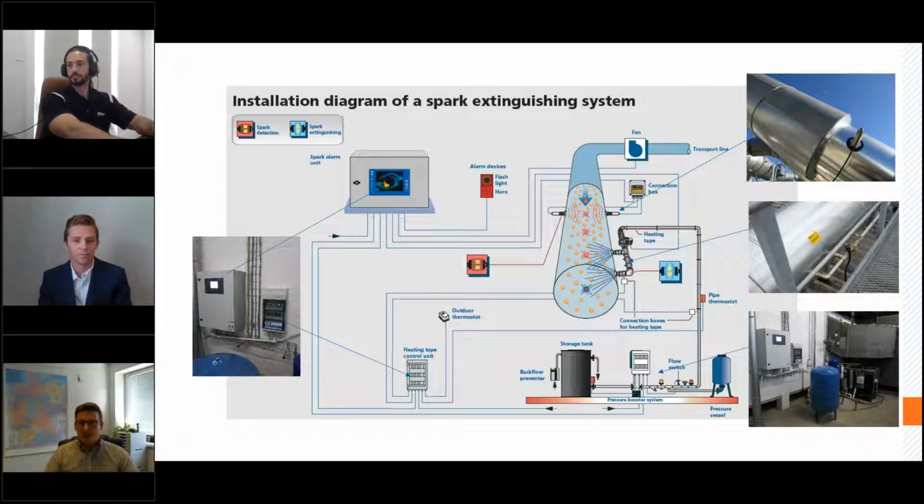The spark detectors and the automatic extinguishers come together at a spark alarm unit, which you can see over here with some pictures as well. To create the pressure of 5 bar at the automatic extinguishers, we need a system called a pressure booster system. Therefore, we install a pump and pressure vessel, which you can see over here, and water storage as well.